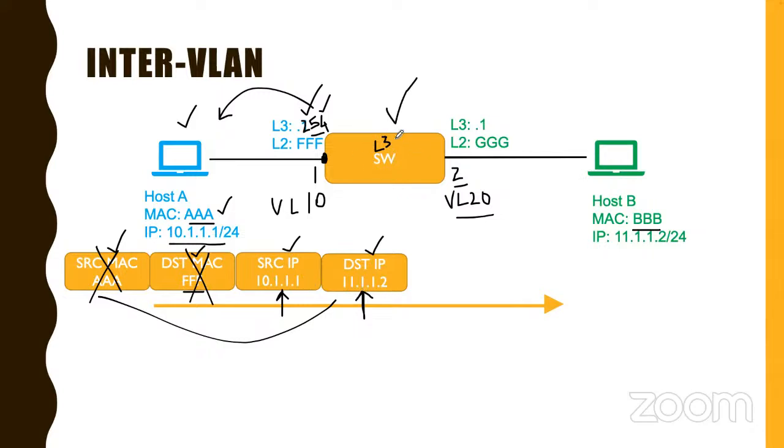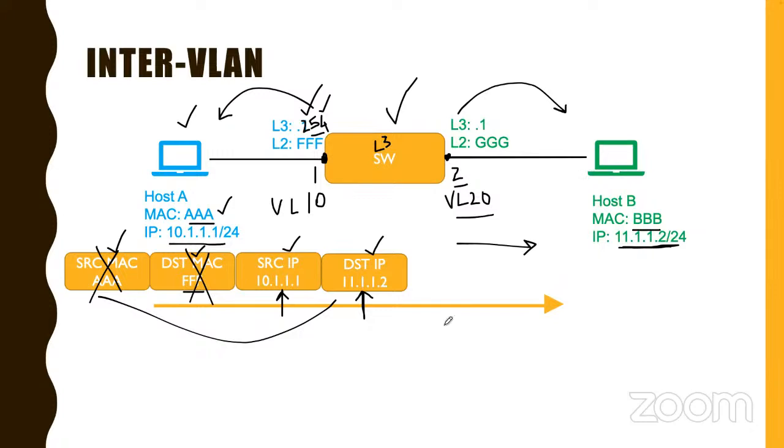Since it is a layer 3 switch, it will check its routing table: where can I find this destination IP? Within its routing table, it will find that this IP is within this subnet, which is connected to port number 2. So it will send another ARP request over here to get the MAC address against this IP address. It will respond with its own MAC address.